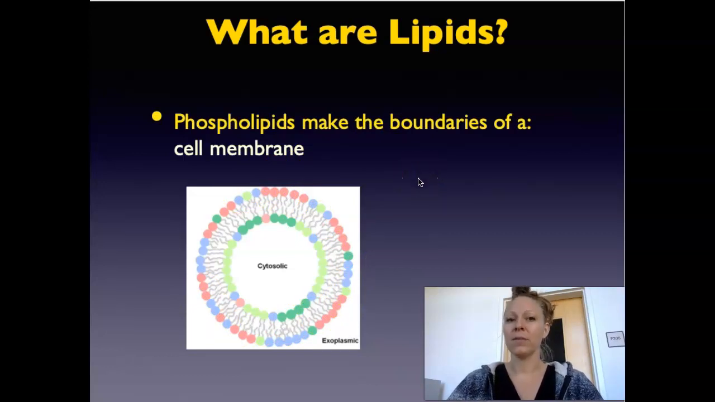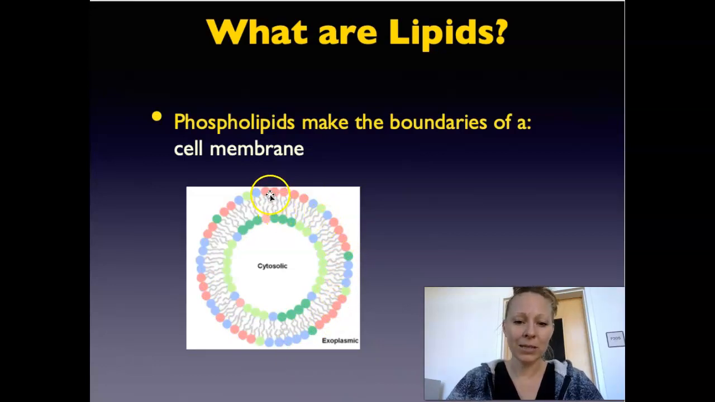Some cells have cell walls, like plant cells, like bacteria cells. They have cell walls. But our cells don't have cell walls. We have cell membranes. Every single type of cell on Earth has a cell membrane. Some have a cell membrane and a cell wall, but every single cell has a cell membrane.